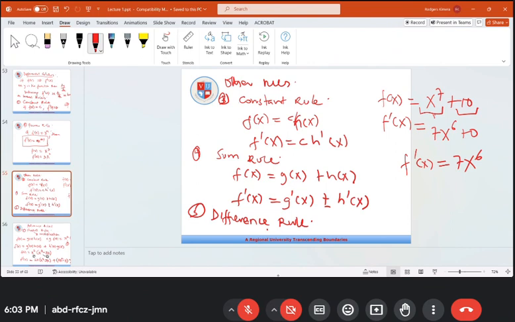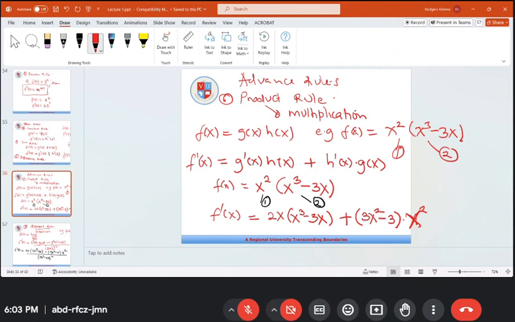When do you apply the difference rule? When you have a difference between the two functions. When do we use the product rule? It is very clear, it is here. Even in my review, it is very clear. We have two functions multiplying themselves. This is x squared, function 1. This is x power 3 minus 3x, function 2. I really don't know how much I can add to this.